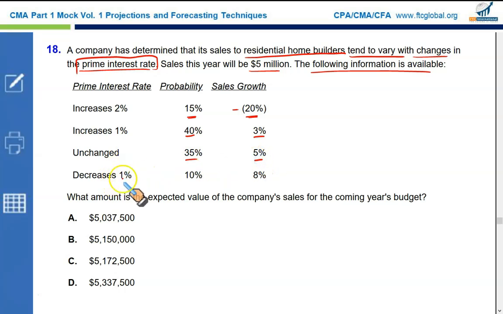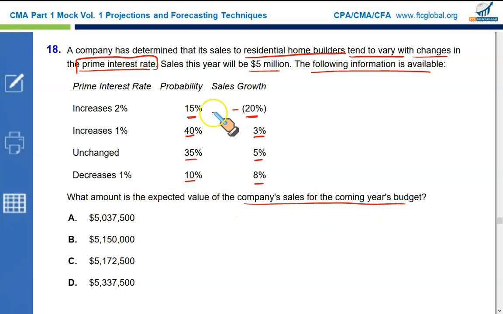And if the prime rate falls, then our sales growth will be 8%, because the lower the rate at which you get the funding from the bank, the better for your business. What amount is the expected value of the company's sales for the coming year's budget?